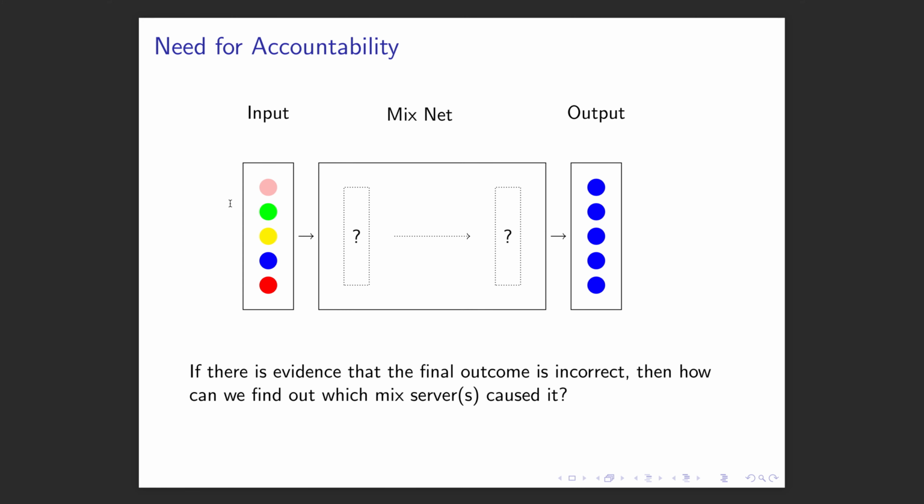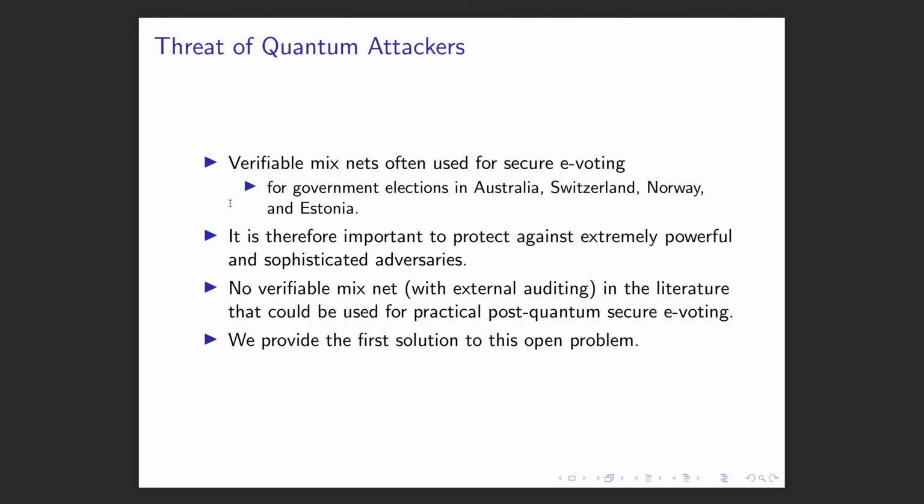But it's actually slightly stronger than this. In most applications, we need something more than verifiability. We need something called accountability. We need to know who to blame if something goes wrong, which mix server misbehaved.